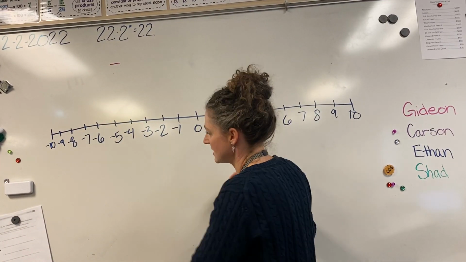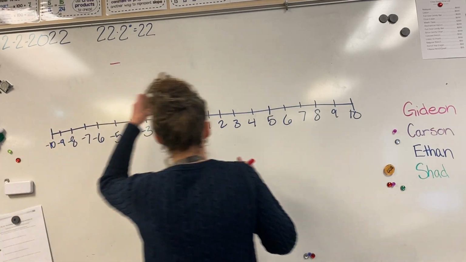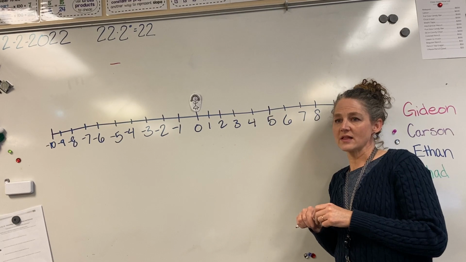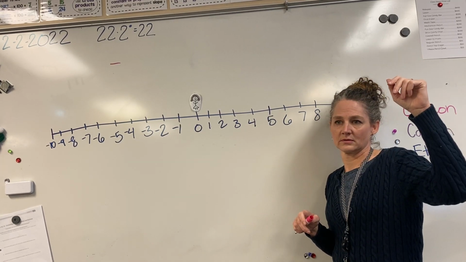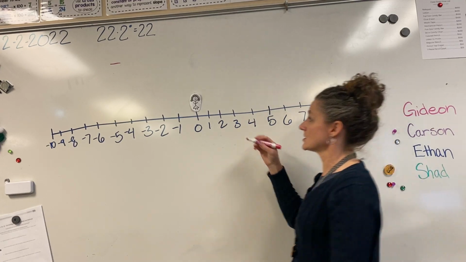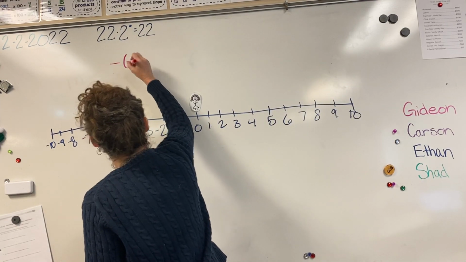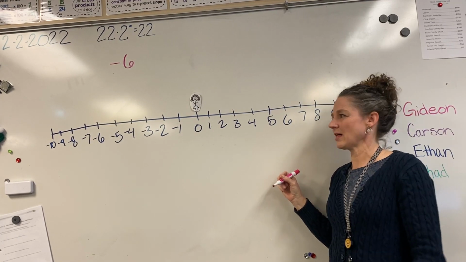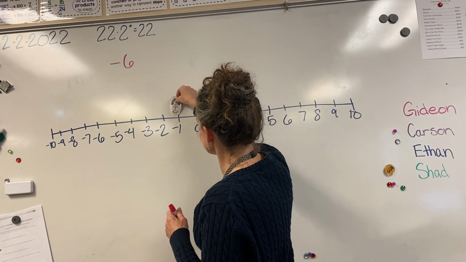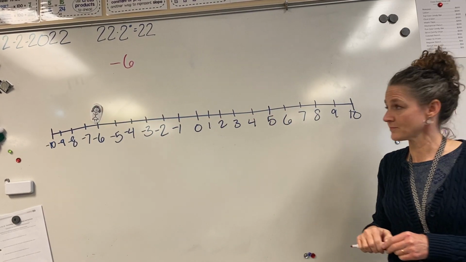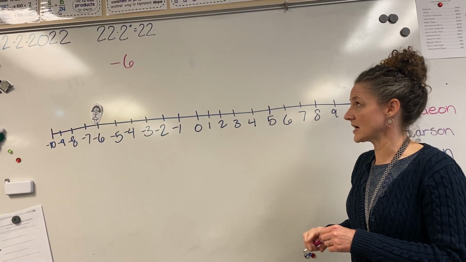If I have teeny Mrs. Barlow and she's standing here on this number line and you tell her to go negative, give me a number. 6. Okay, so my number line only goes up to 10. Negative 6. So teeny Mrs. Barlow is going to go negative 6. Which direction is she going to go? Left. She's going to go left 6, and she's going to end up at negative 6, okay? So she's sitting there at negative 6.